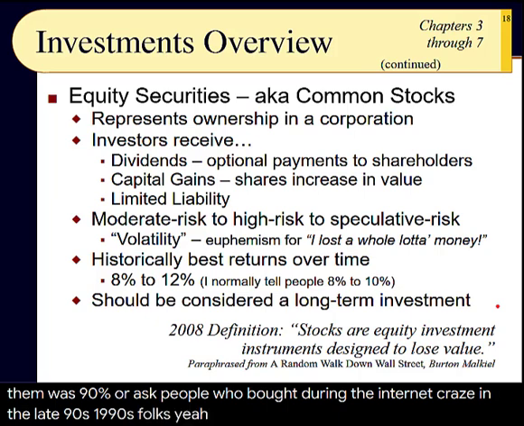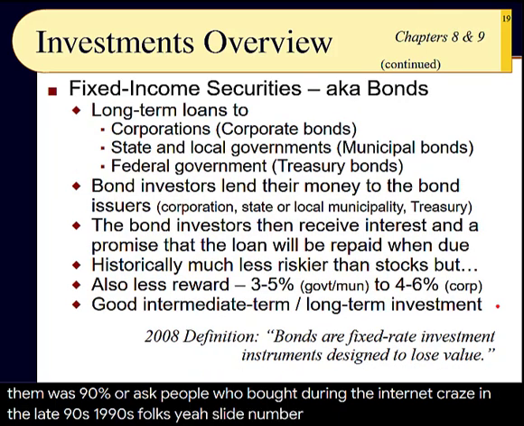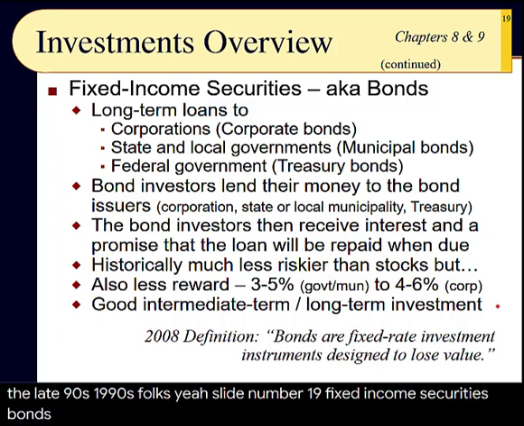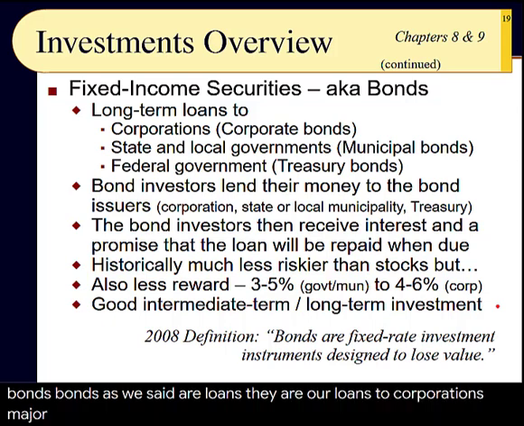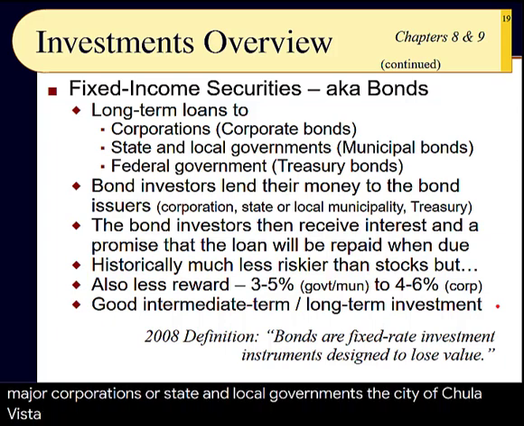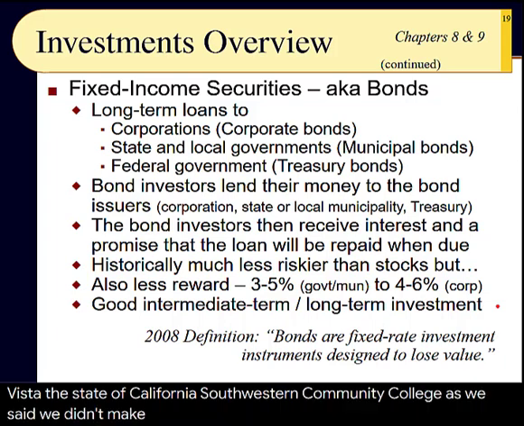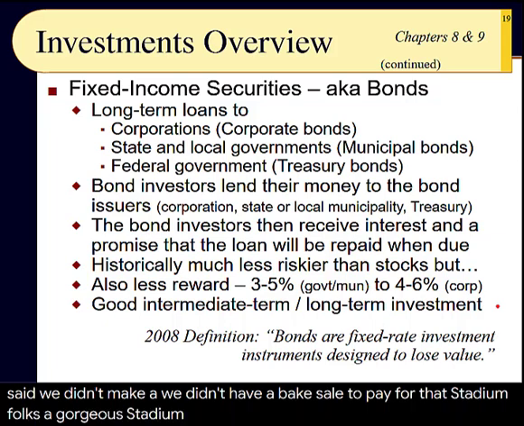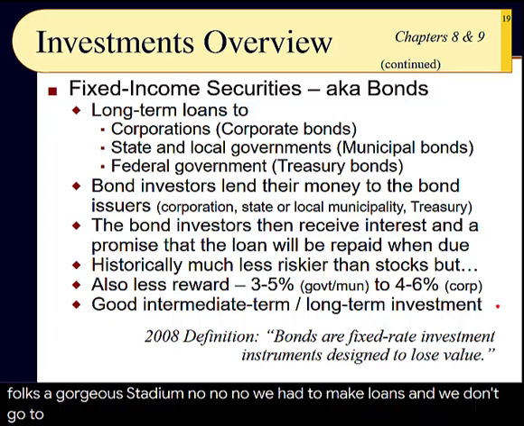Slide number 19. Fixed income securities, bonds. Bonds, as we said, are loans. They are loans to corporations, major corporations, or state and local governments. The city of Chula Vista, the state of California, Southwestern Community College. As we said, we didn't have a bake sale to pay for that stadium, folks. A gorgeous stadium. No. We had to make loans, and we don't go to a bank or a credit union.